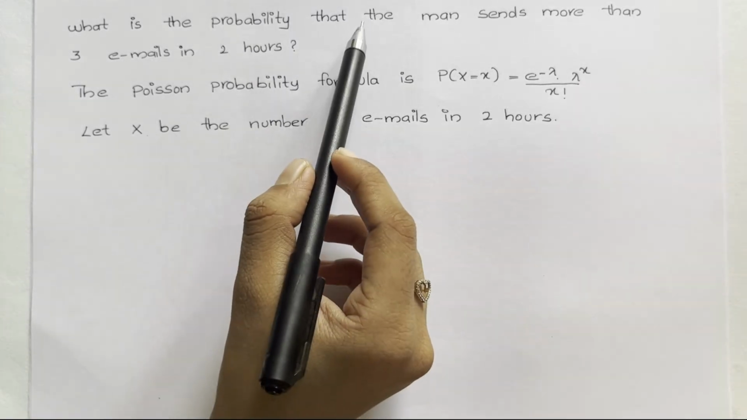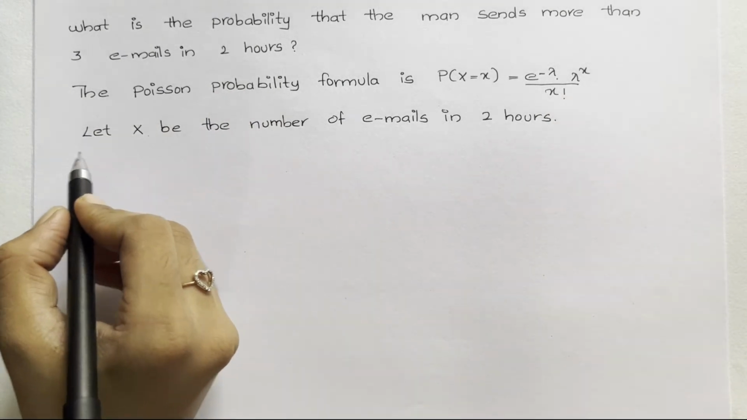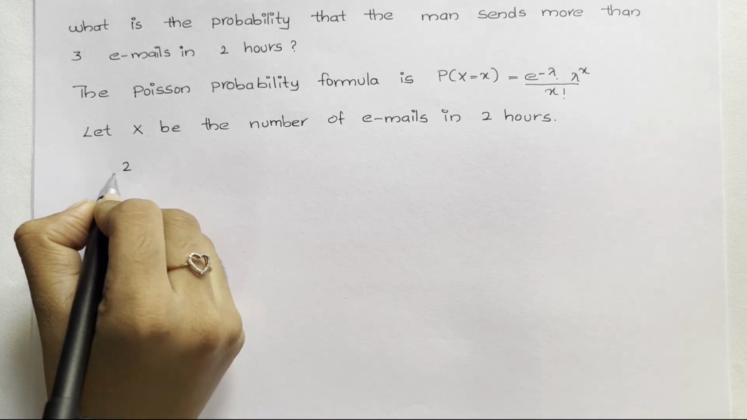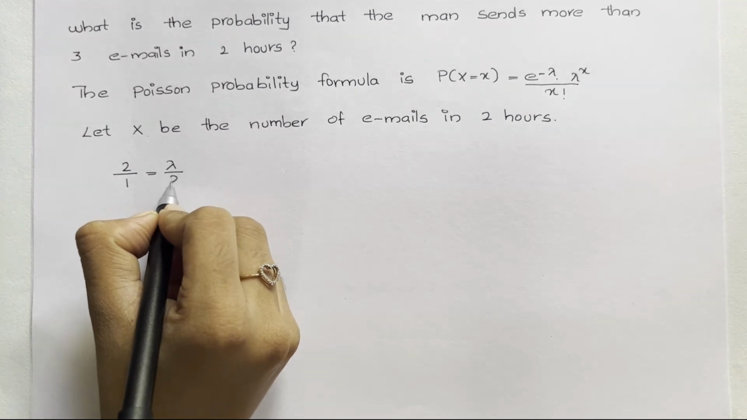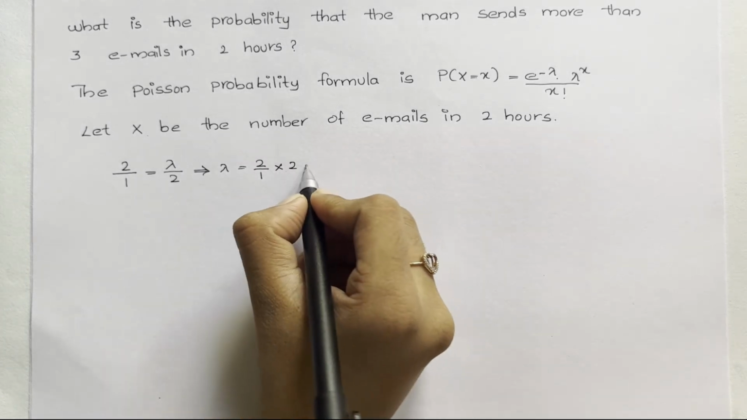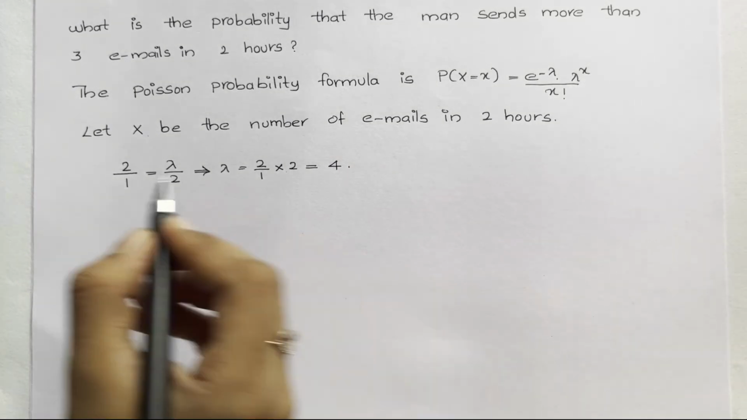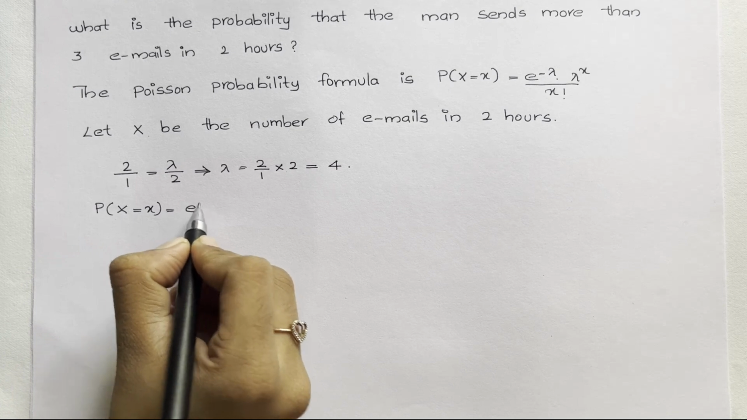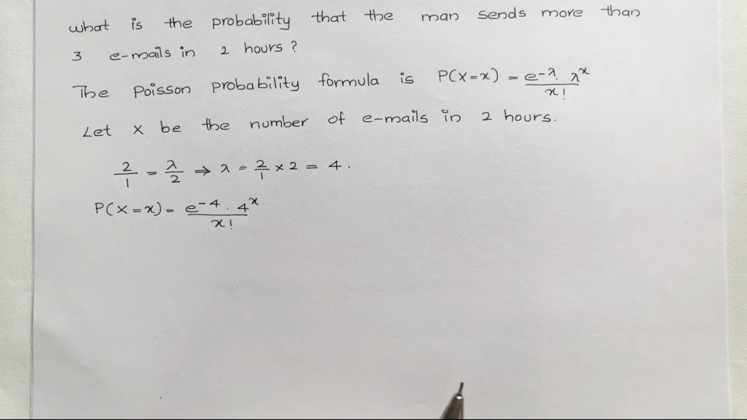Because we have to find out the probability that the man sends more than 3 emails in 2 hours. Given that the average rate of emails per hour is 2, that is 2 emails in 1 hour. Now we have to find the number of emails in 2 hours, which implies lambda equal to 2 by 1 into 2 equal to 4. Therefore, the average rate of emails in 2 hours is 4. That is, the Poisson probability formula is P of x equal to e raised to minus 4 into 4 raised to x divided by x factorial.